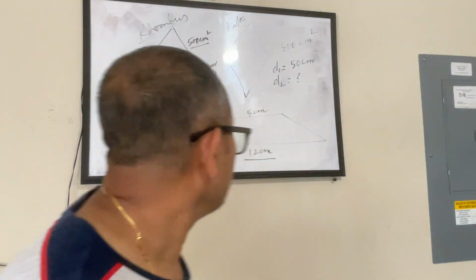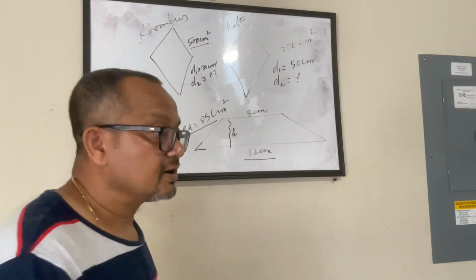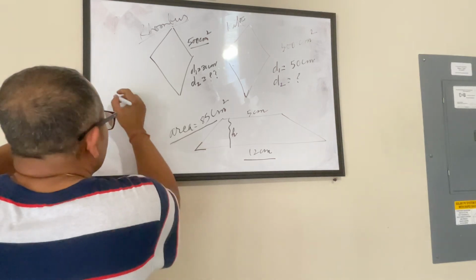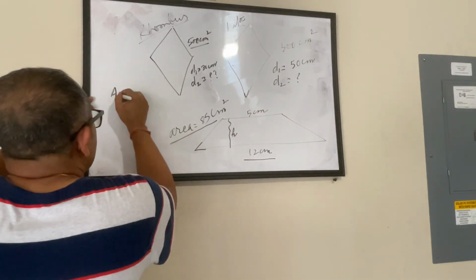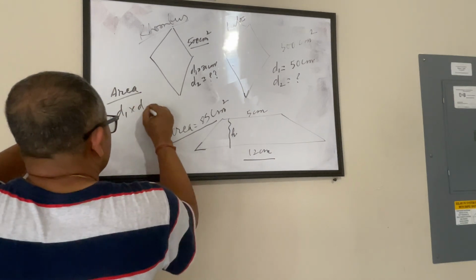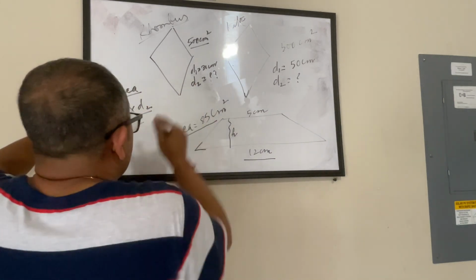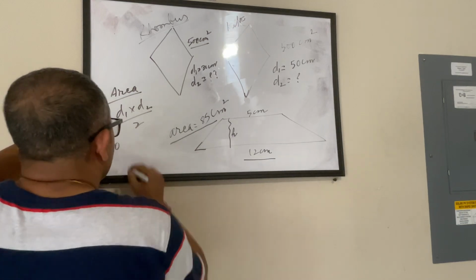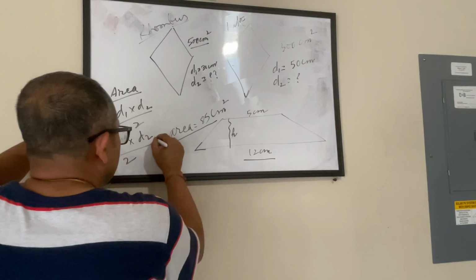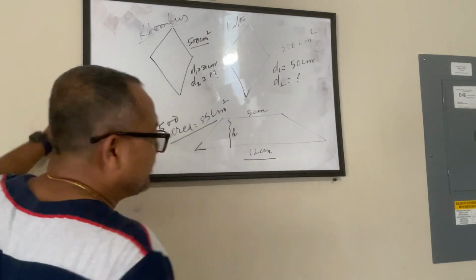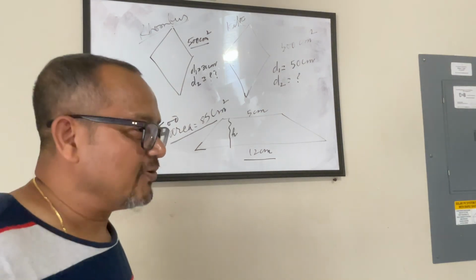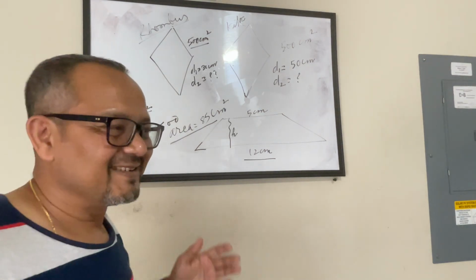The rhombus will go to infinity. It will not. Simple calculation. You cannot keep on arguing, right? Area of a rhombus is what? D1 into D2 by 2. What is D1 here? 30. What is D2? I don't know. D1 into D2 by 2 equals 500. How will it go to infinity? That's impossible. It's simple math.